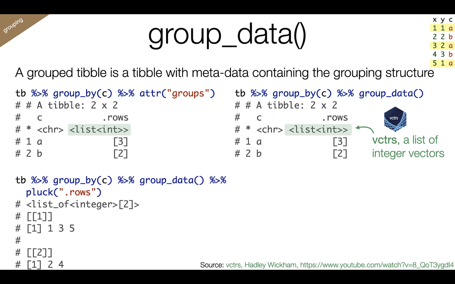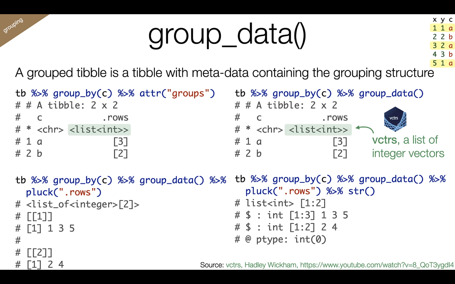Now, we can actually dig a little bit deeper to see this. If we use purrr to pluck out that .rows column, we see that the column itself is a list of integer 2. The idea here, of course, is that it's a list, it's of length 2, and it contains integer vectors. If we use the str function on that, we get this. So again, it says it's a list of ints. We know that those ints are going to be the positions corresponding to the A's and B's in the original tibble in terms of their rows.